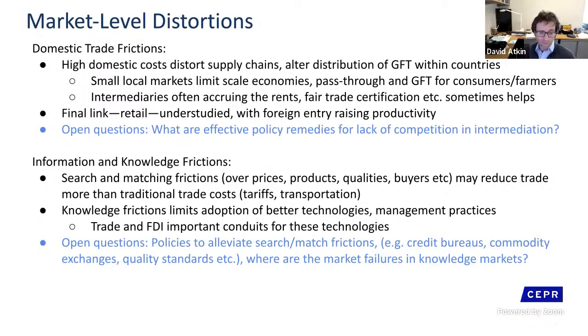So, as with many of the other topics, there's a slew of open questions here. We need to do much more to think about policies that alleviate these search and matching frictions. And we have some exciting work being done on credit bureaus and commodity exchanges and quality standards, which may ameliorate these issues. And the second big open question is, why are there these large market failures in the knowledge market? Where are these coming from? And once we can identify those, we may start to be able to come up with policies to alleviate these market failures and allow knowledge to flow more freely between firms and across countries.